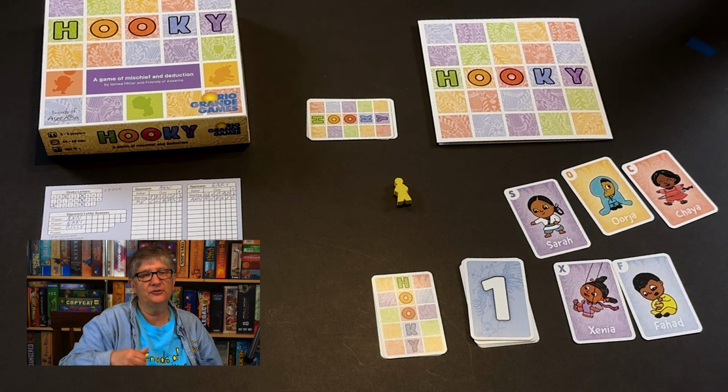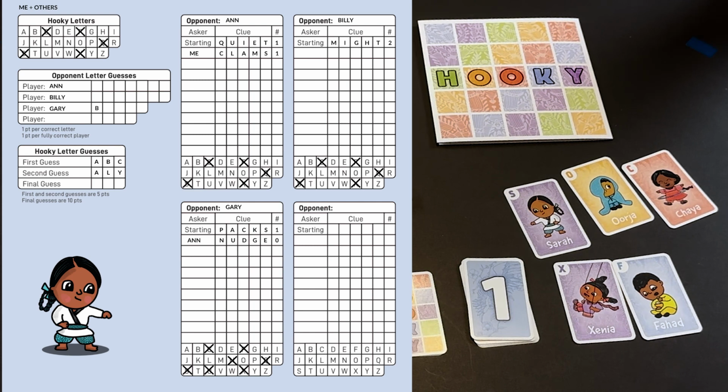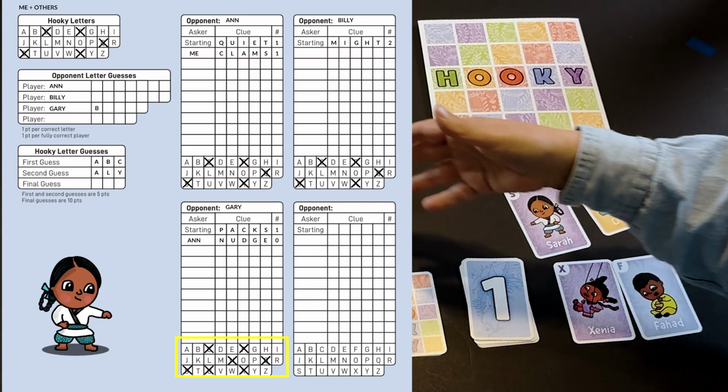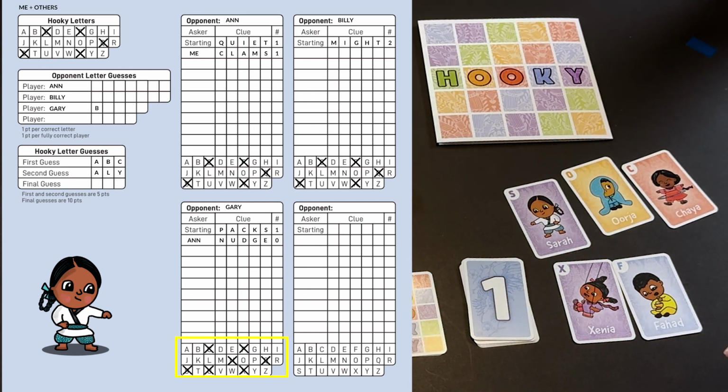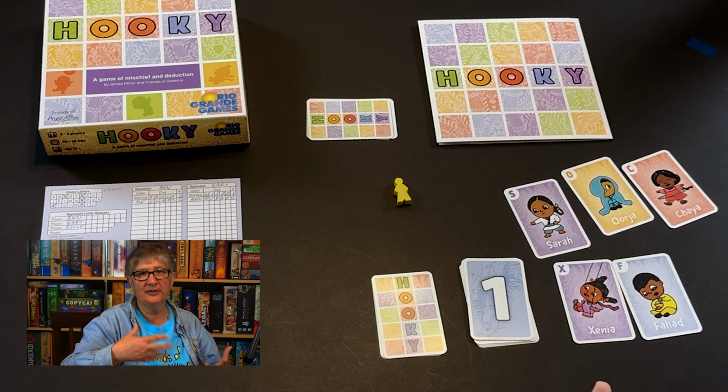So now it's Ann's turn. So she picks a player. Let's say she picks Gary. And she says, Gary, nudge, N-U-D-G-E. And Gary says 0. 0 is actually a really awesome answer because you get a lot of information. The first thing I'm going to do is go to Gary's letter box and I'm going to cross off all those letters. I'm going to look back at words that Gary gave clues about before and maybe learn some new things with that information.